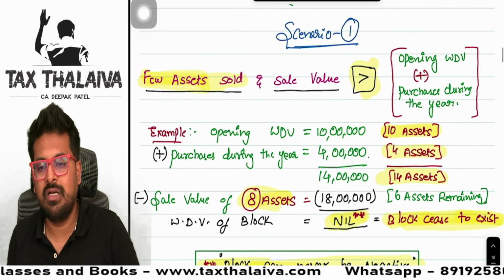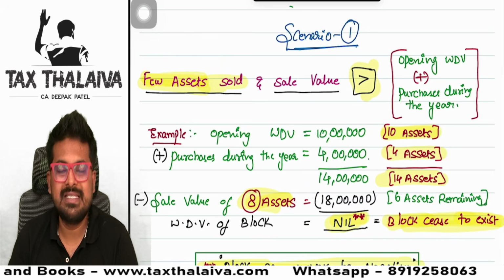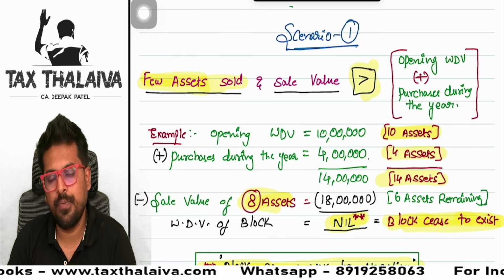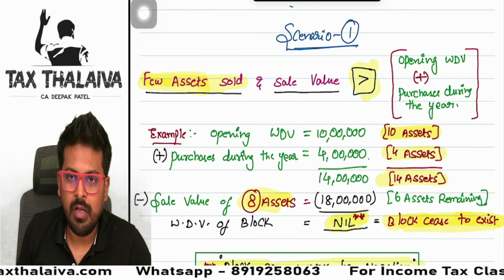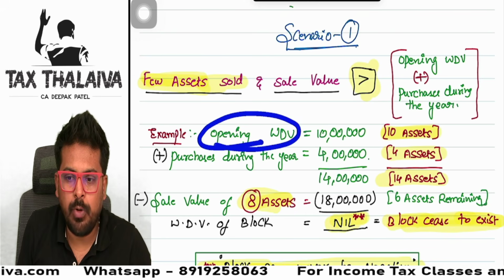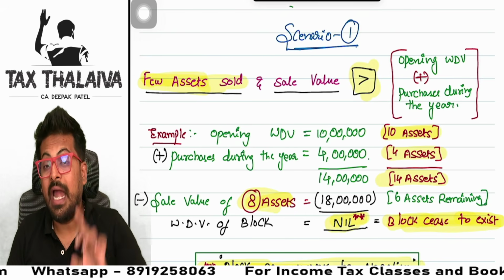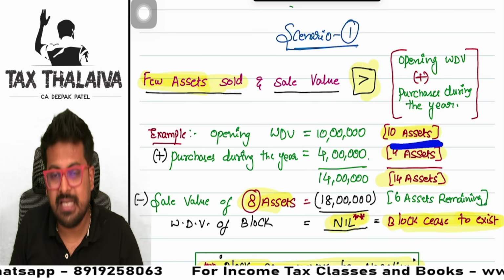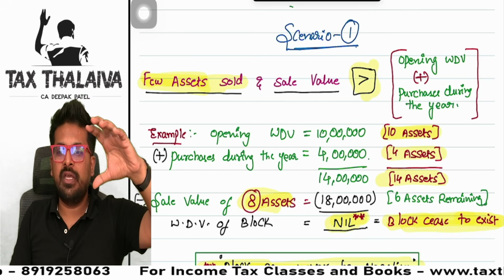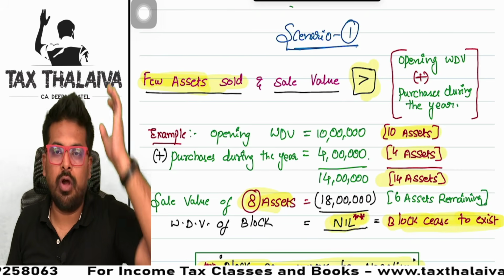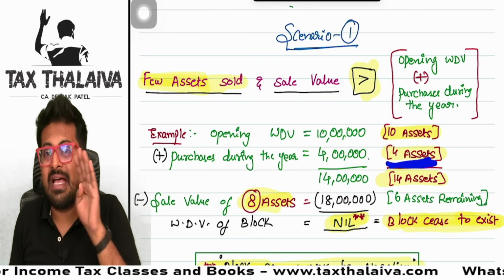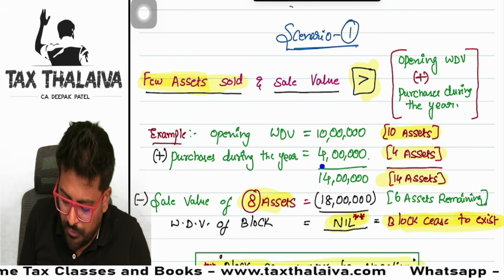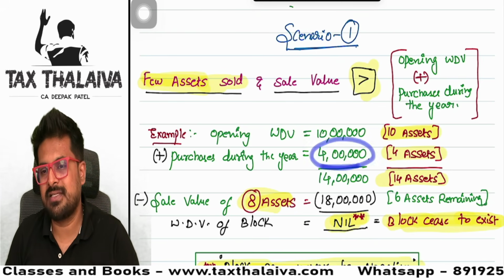With this dialogue, I will take you through different scenarios. Let's say, for example, there is an opening WDV of a block of 10 lakhs. And in that block, there are 10 assets opening, meaning at the start of the year, you had 10 assets in the block. And during the year, you purchased 4 assets, and the 4 assets you purchased for 4 lakhs.